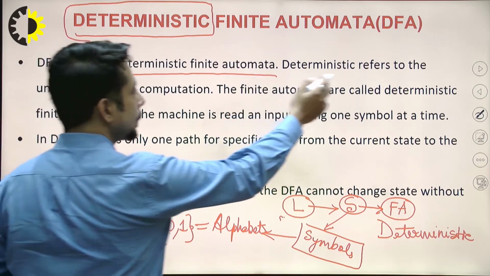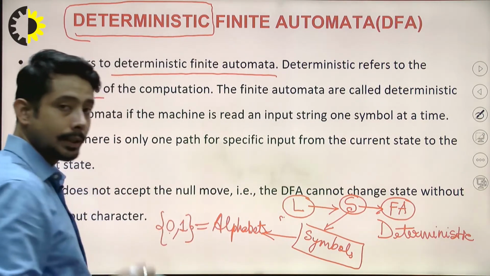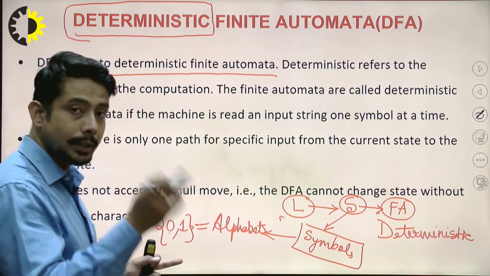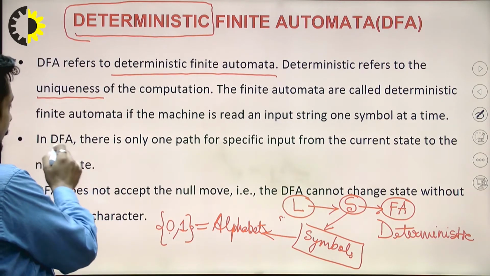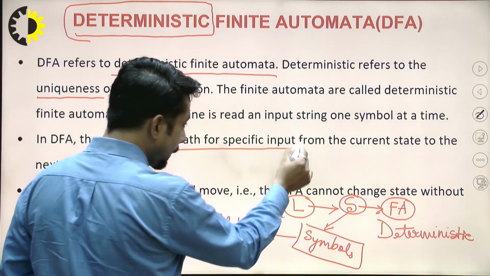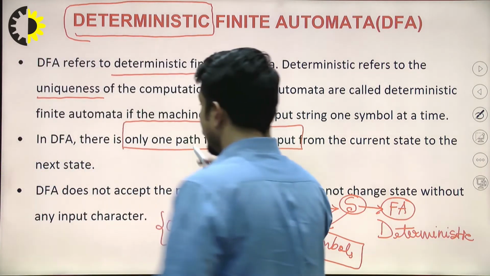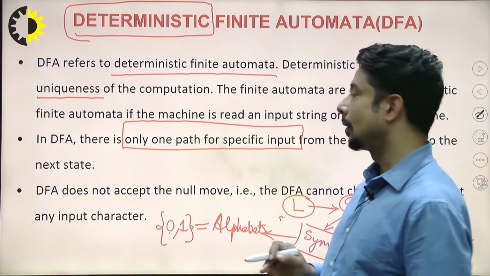Then we can say deterministic refers to uniqueness. This is one point, that uniqueness, that I need to concentrate on both the symbols and I need to transfer one transition exactly once. This is one uniqueness point. The second point is that in DFA there is only one path for a specific input. This is a very, very important point of DFA, that in DFA there is exactly only one path for a specific input.